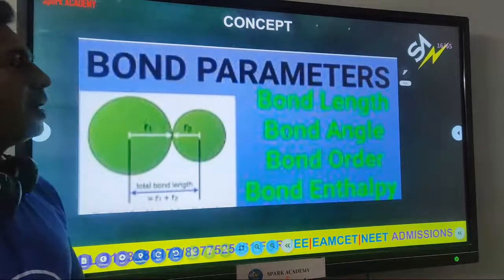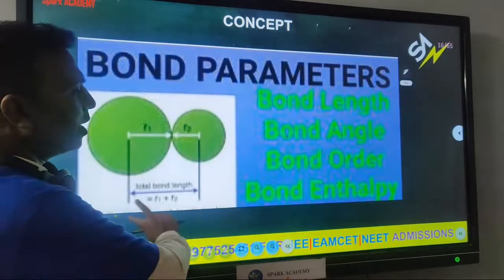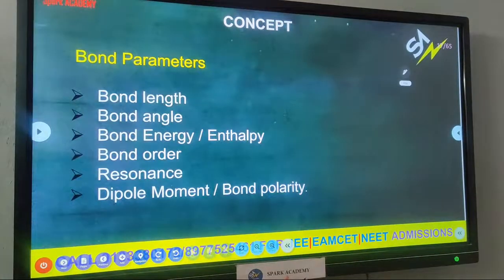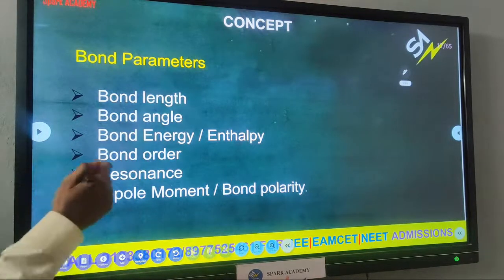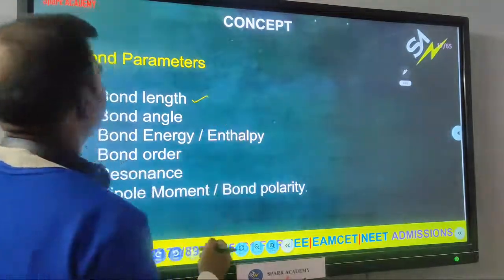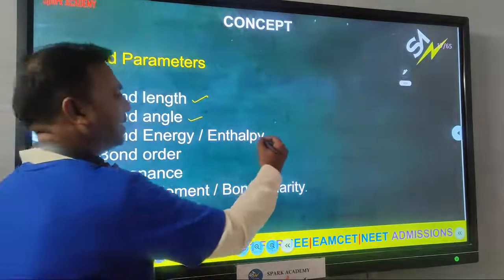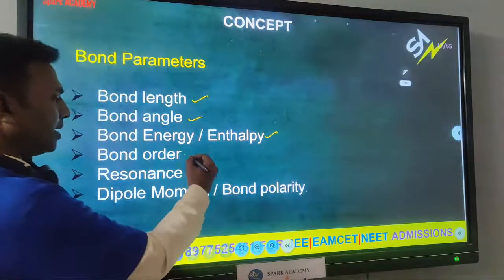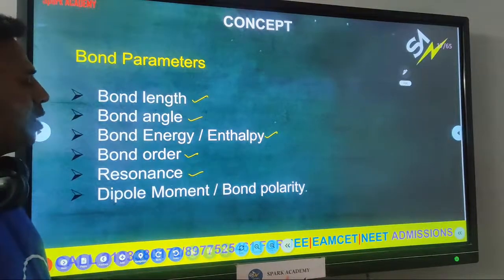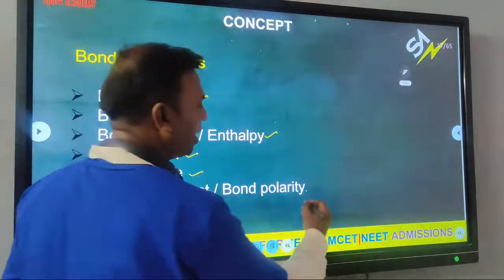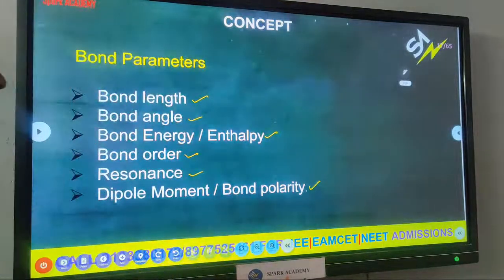Examples: bond length, bond angle, bond order, bond enthalpy, resonance, dipole moment, or bond polarity. These are bond parameters. See once again, what is the first one? Bond length. Second one, bond angle, bond energy or bond enthalpy, same. Bond order, resonance, dipole moment, and bond polarity. These are bond parameters. Today we are going to discuss only a few bond parameters.